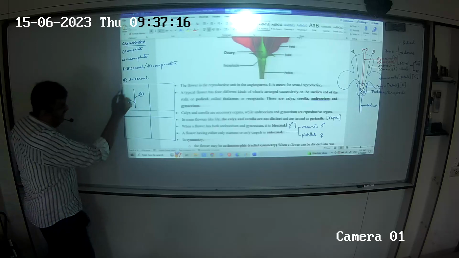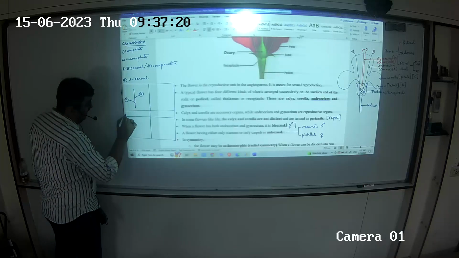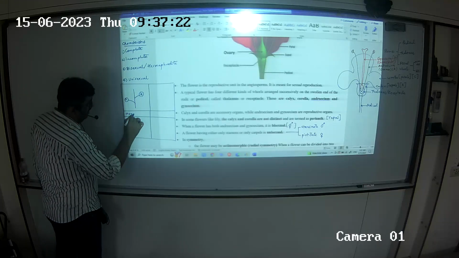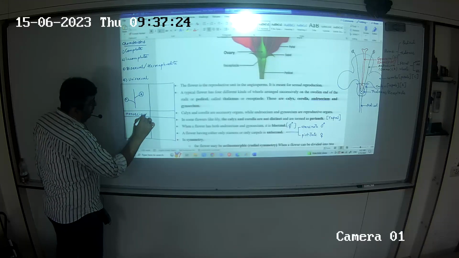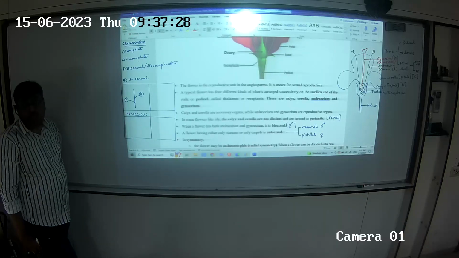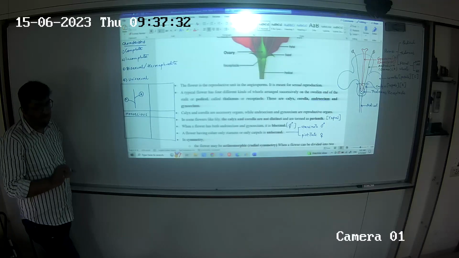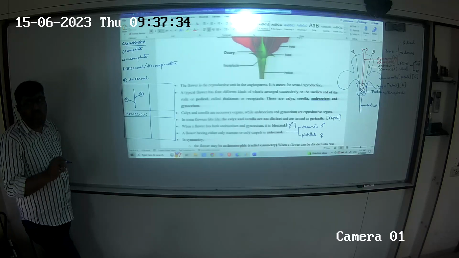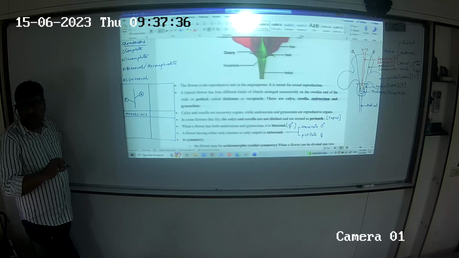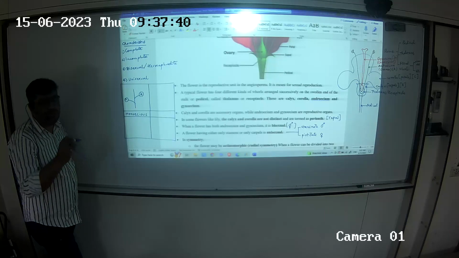When I get this kind of a condition on a plant, I say this is a monoecious condition. What do I call this condition as? Monoecious condition. So if I say a plant has got both the types of unisexual flowers, what is that plant called as? You will say it is a monoecious plant.